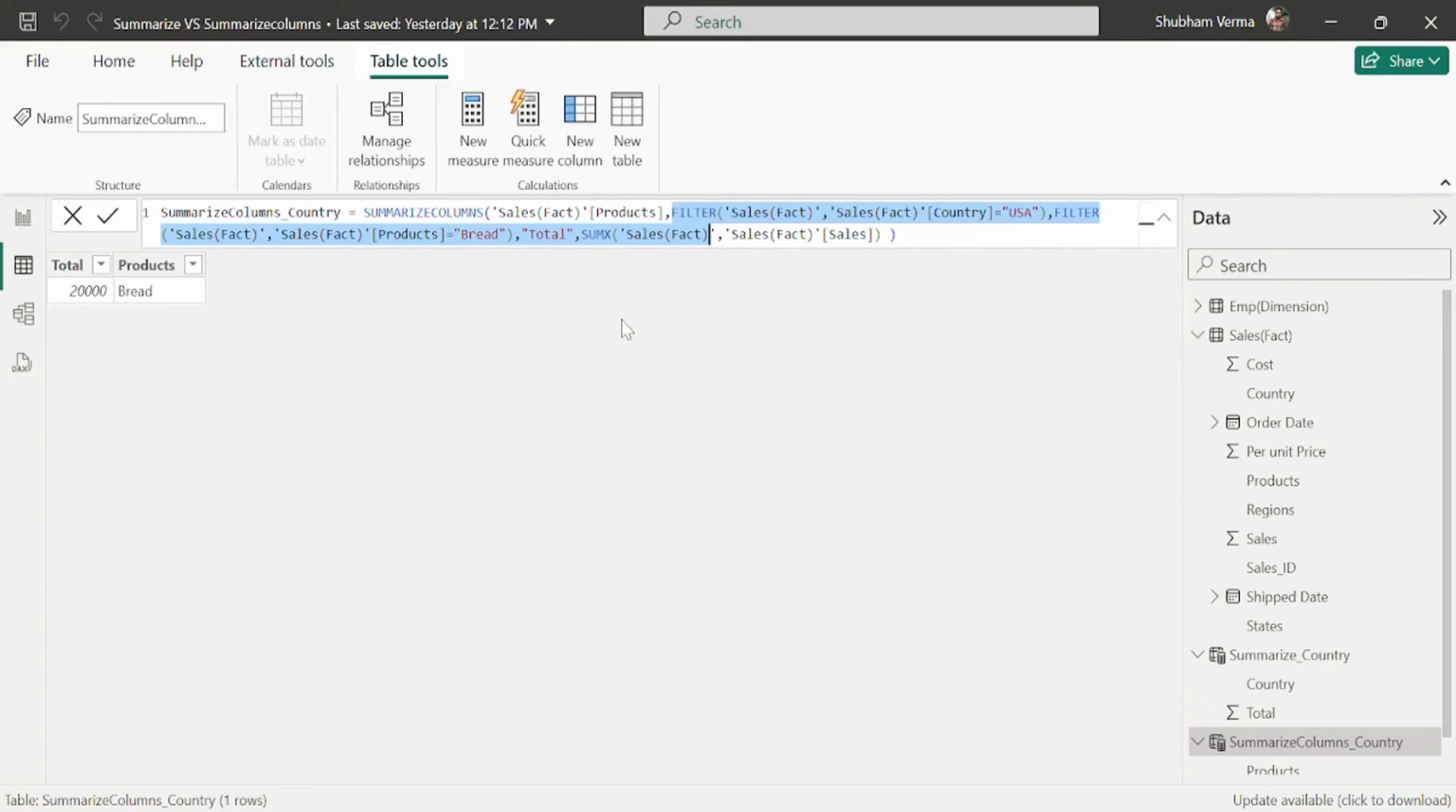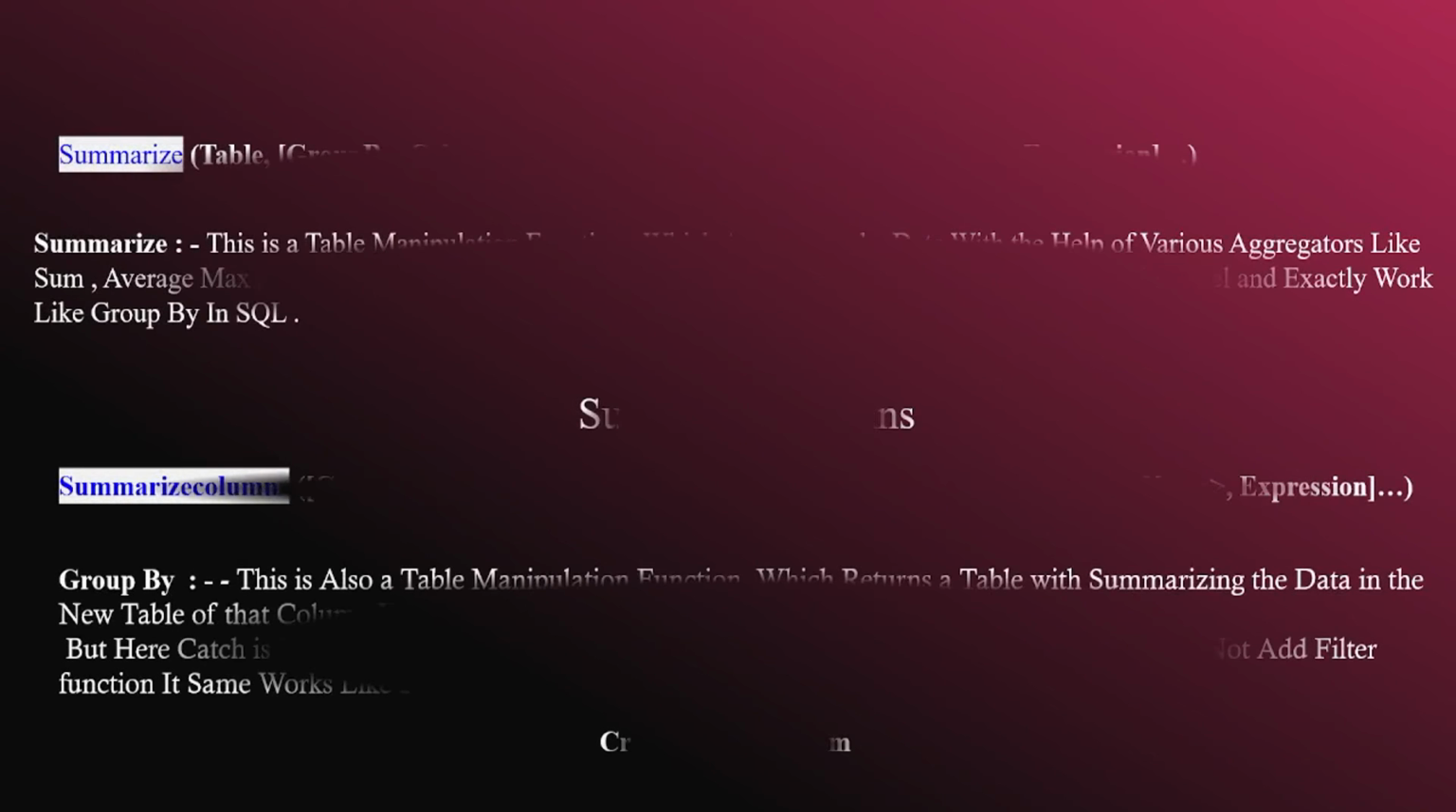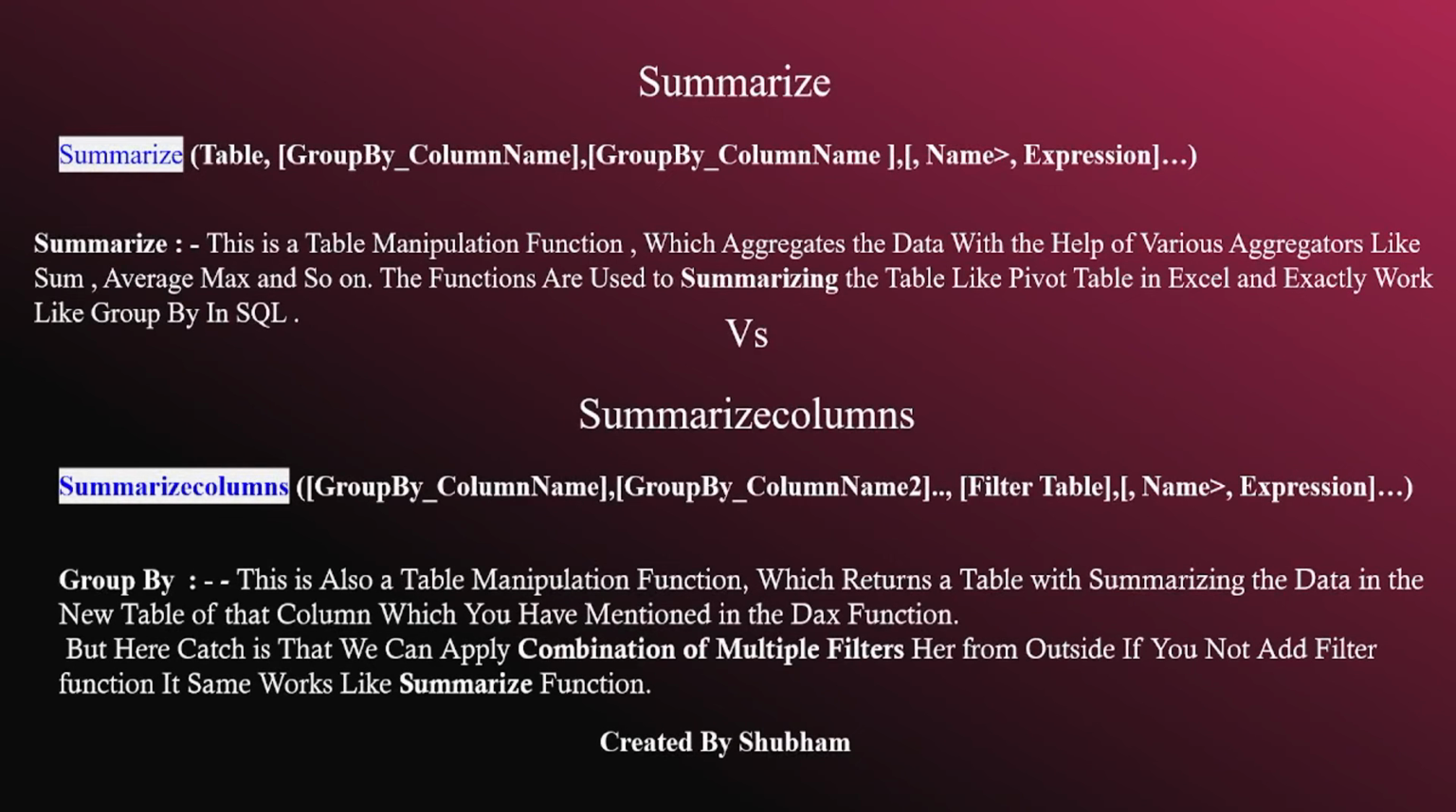And now let's understand the definition of SUMMARIZE and SUMMARIZECOLUMNS. So here are the definitions, guys. Both functions are table manipulation functions, and both functions aggregate the values, just like a pivot table in Excel, and exactly work like GROUP BY in SQL, which we have already seen. So the first difference, guys, is in the parameters. Here we have the table name, but here we don't have any table name parameter. And the most important thing, guys, here we have an optional parameter, which is filter table, but that parameter is not here under SUMMARIZE. And the most important thing under this definition of SUMMARIZECOLUMNS, we can apply a combination of multiple filters here from outside. And if you do not add any filter expression, it works the same as the SUMMARIZE function, which we have already seen.